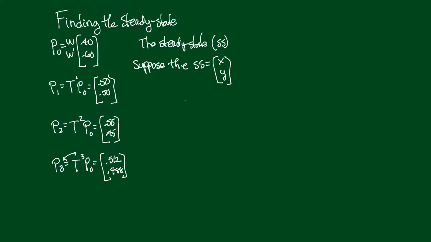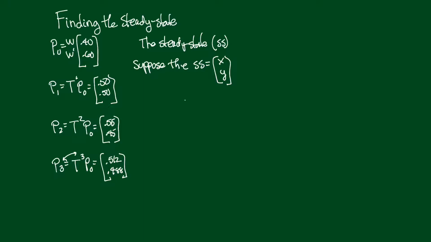So let's talk about getting this steady state. We don't know what it is right away. This is a regular transition matrix, so it's going to reach a steady state. We started at 40%, went up to 50, went up to 55, went up to 51.2, so the percentage of women working is increasing, but that increase is slowing down. If we just kept going, what would we expect this number to be? Well, right now we don't know.